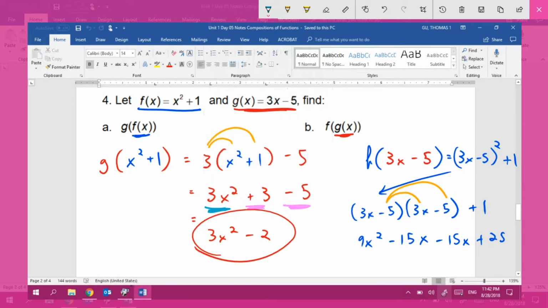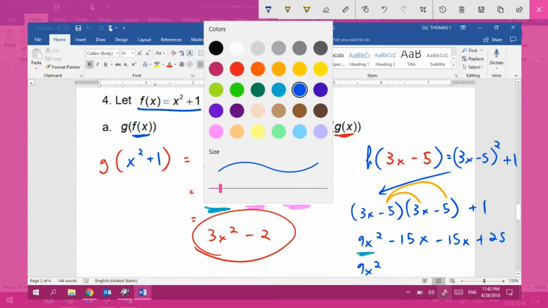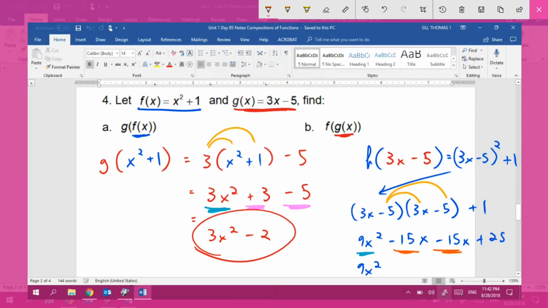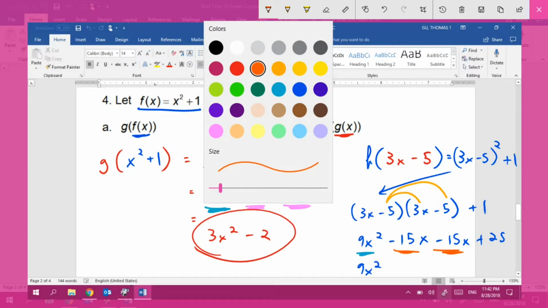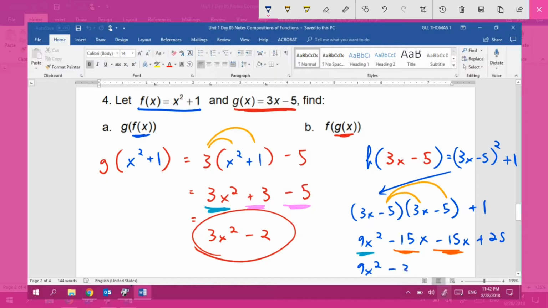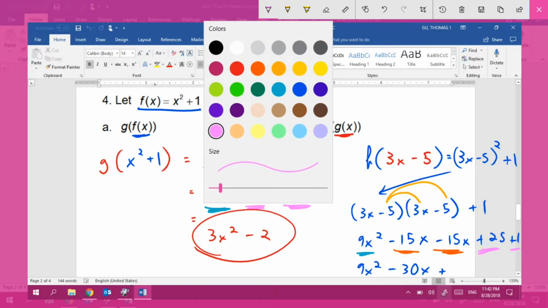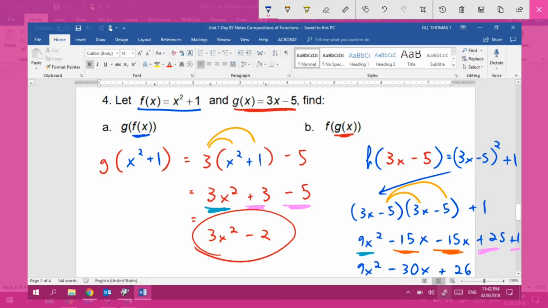The only x squared is over here, so I'm just going to bring that down. 9x squared. All right, the x's are right here, negative 15x, negative 15x. So negative 15x minus 15x is going to be minus 30x. And then lastly, we can see the only number here is plus 25, so we just bring that straight down. Plus 25. So actually, it's going to be plus 26, because we got the 25 and the 1 right here. 25 plus 1 is 26. So this is my final answer, 9x squared minus 30x plus 26.